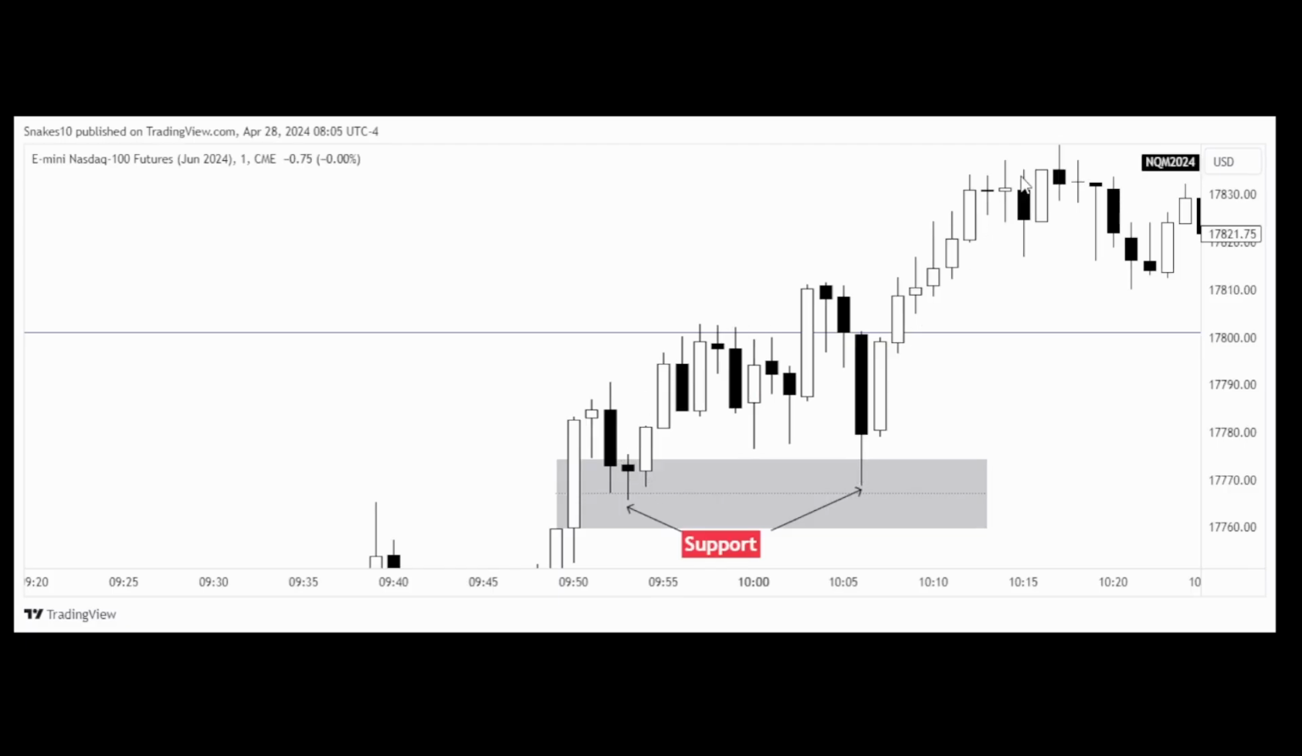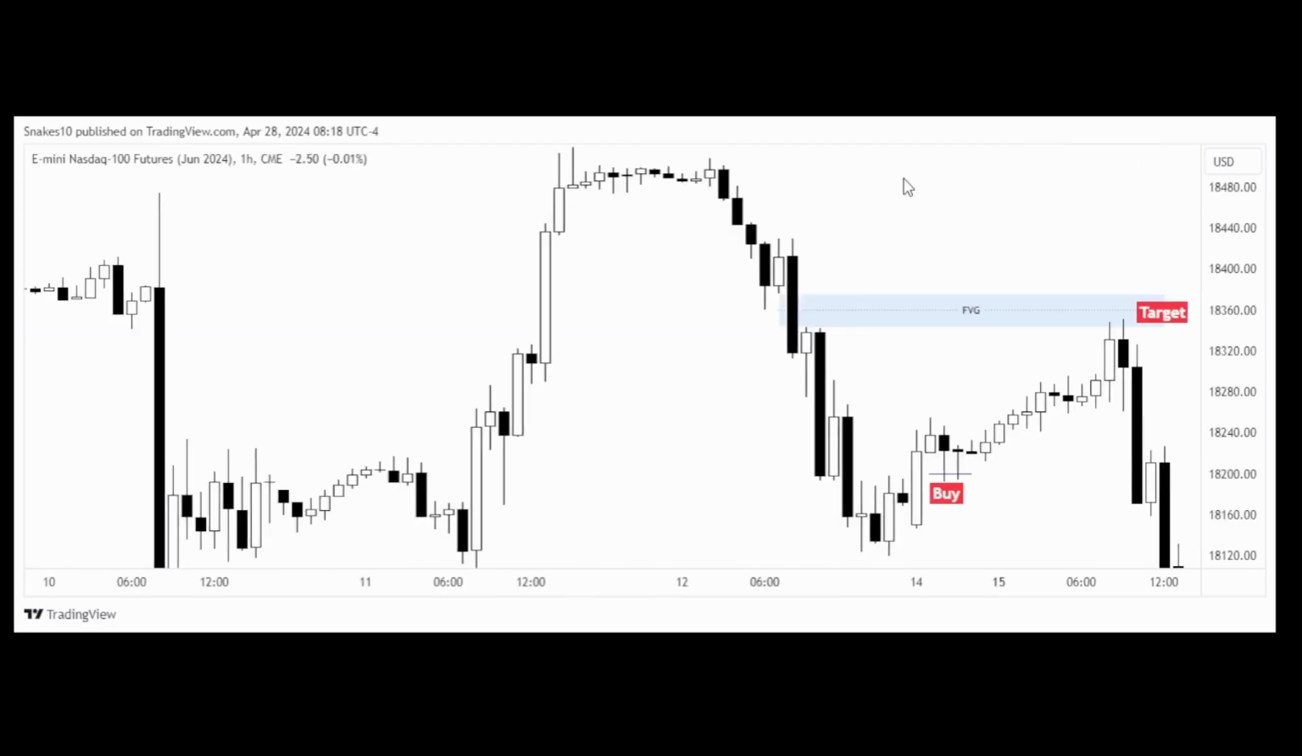It sent price higher. Alright, so remember I also said you can use fair value gaps and invert them as reversals. We saw what the inverted fair value gap did, and fair value gaps used as support and resistance, depending on the direction, and also as liquidity.